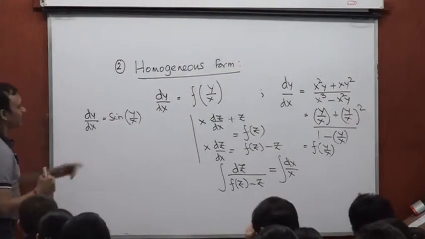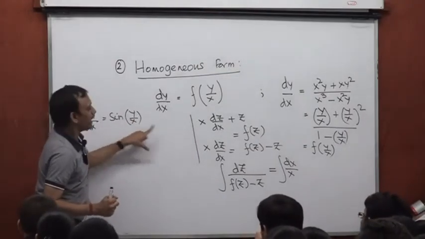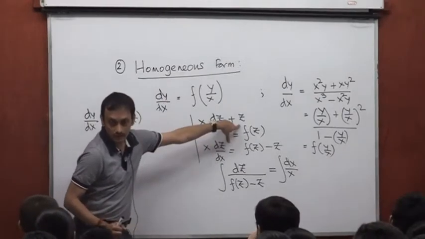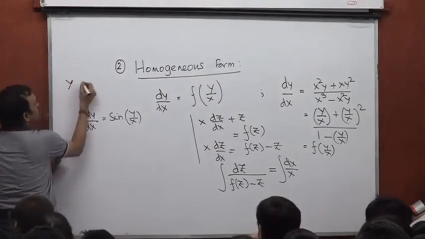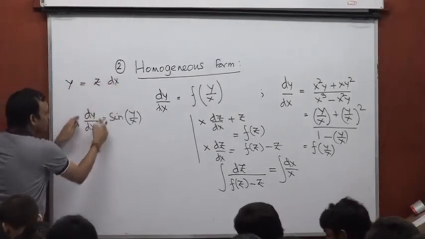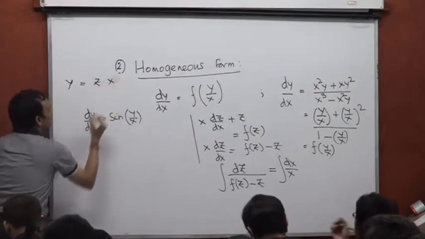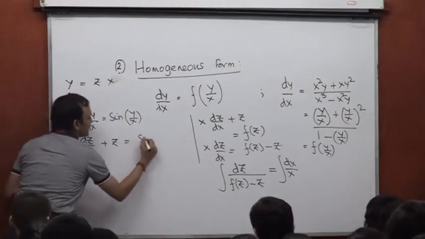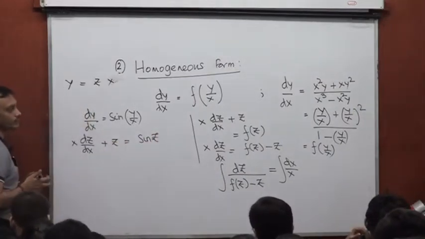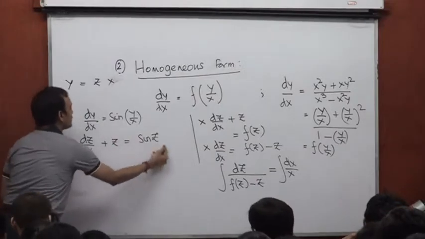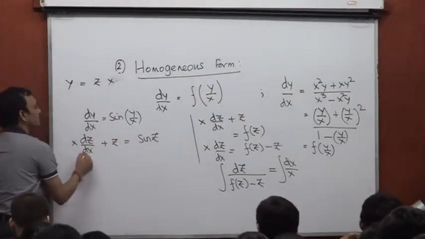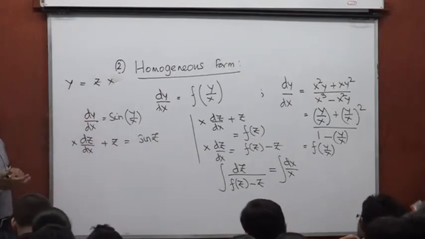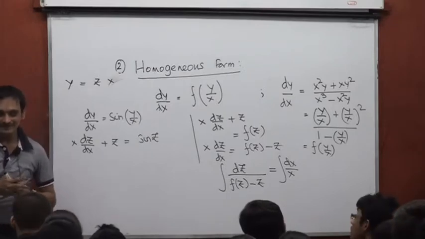And like before, I can put y by x as z. I could write dy/dx as x dz/dx plus z, right? Same thing. I could say y equal to zx, and then dy/dx could be written as x dz/dx plus z equal to sine z, so x dz/dx equals sine z minus z. So dz by (sine z minus z) equals dx by x. It's another story that sine z minus z may not be integrable.